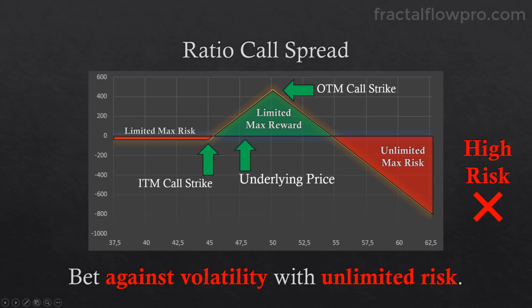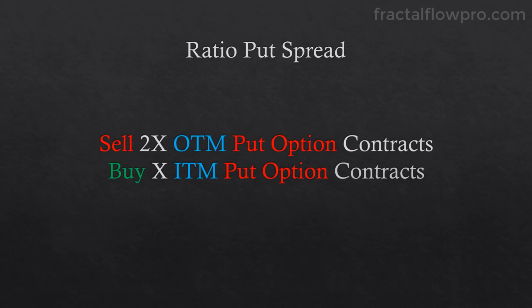The ideal market scenario is that the underlying remains near the initial out-of-the-money strike, so this strategy is a bet against market volatility. However, if price falls, the strategy provides a risk limit, which doesn't happen if the underlying rises too much. In terms of risk, this is a bet against market volatility with limited reward and infinite risk, so it's a high-risk strategy. The ratio put spread is the mirror image of the ratio call spread.